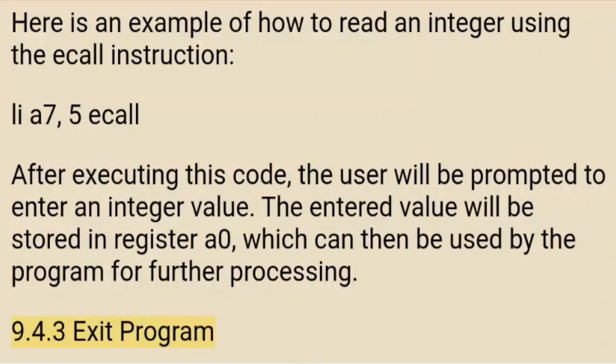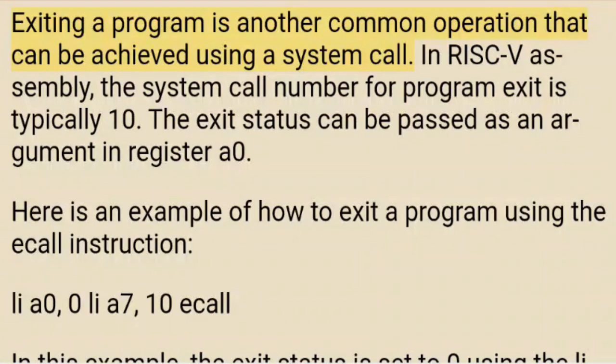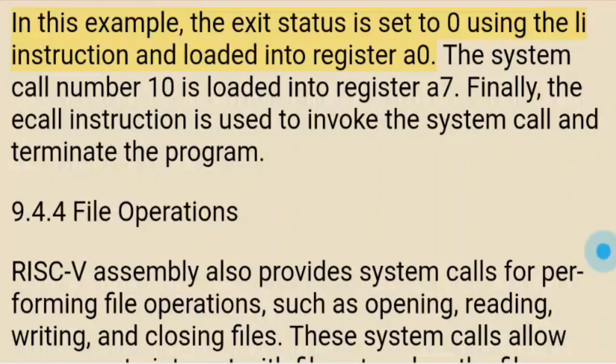9.4.3 Exit program. Exiting a program is another common operation that can be achieved using a system call. In RISC-V assembly, the system call number for program exit is typically 10. The exit status can be passed as an argument in register A0. Here is an example of how to exit a program using the ecall instruction. li a0, 0 li a7, 10 ecall. In this example, the exit status is set to 0 using the li instruction and loaded into register A0. The system call number 10 is loaded into register A7. Finally, the ecall instruction is used to invoke the system call and terminate the program.